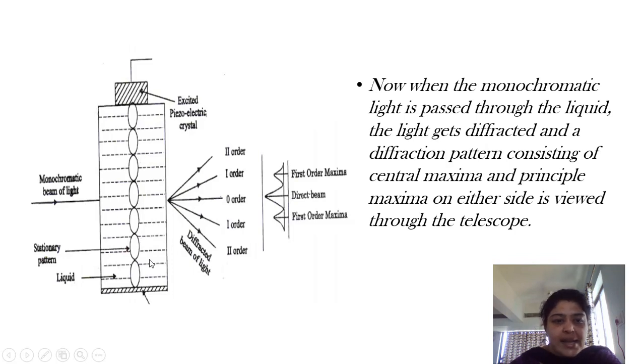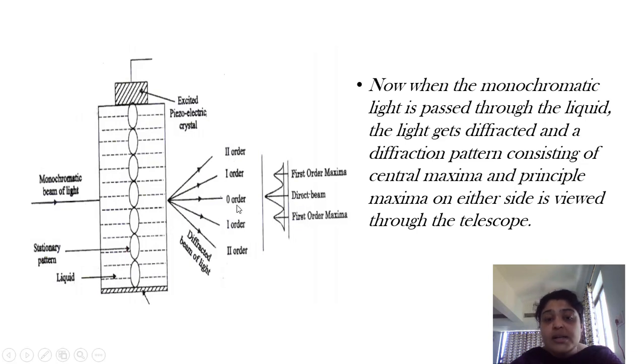This is what exactly is created. So this is the stationary pattern which is formed. Can you just see, these are the points where the amplitude is zero, so they correspond to antinodal points, and these are the points where the density is maximum, so they are known as the nodal points. So this is again the stationary pattern created, the liquid is filled, right? And this is the diffraction of the beam of light.